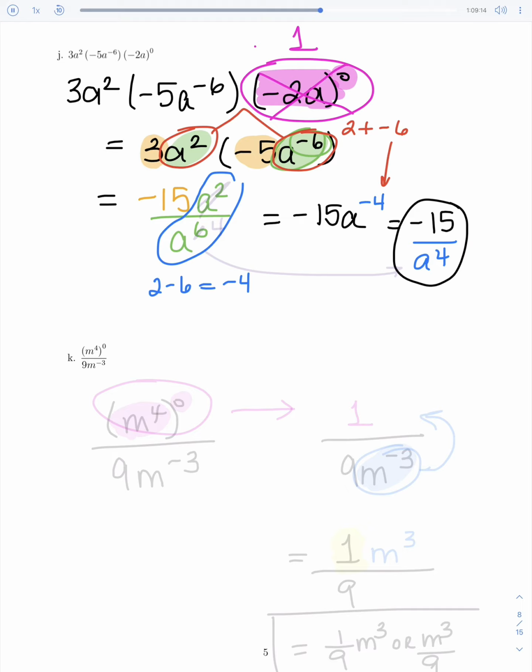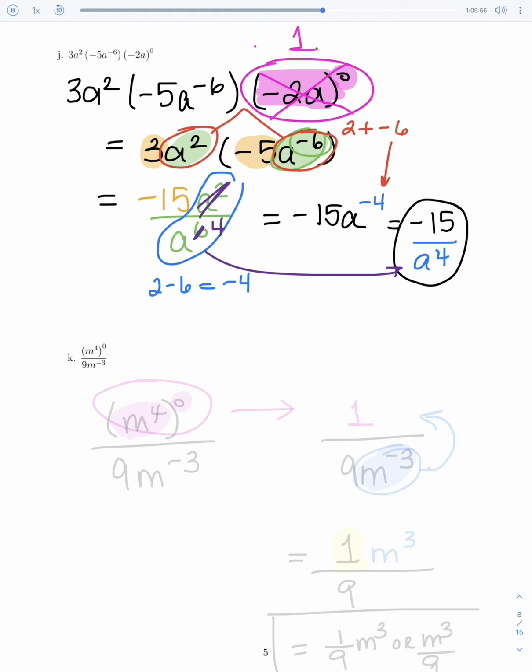Or one last option would have been to cancel out the 2 a's on top with 2 out of the 6, which would leave you with 4 of the a's already just on the bottom. So any of these three methods will get you the negative 15 over a to the 4th. Notice the negative 15 stays on top because it doesn't have a negative exponent. The only things that should ever be moving from either the top to the bottom or the bottom to the top is if it has a negative exponent. Not if it's just a normal negative number, then it stays put. Let's take a look at K.